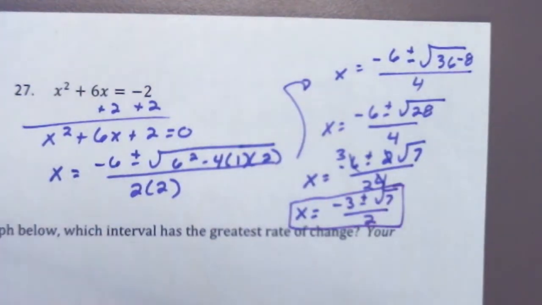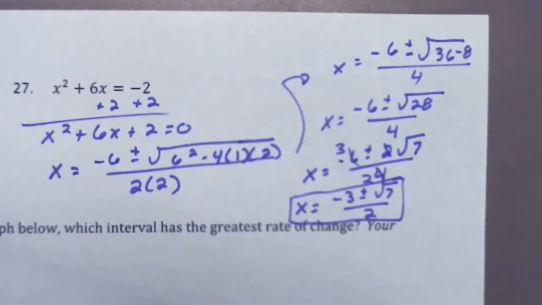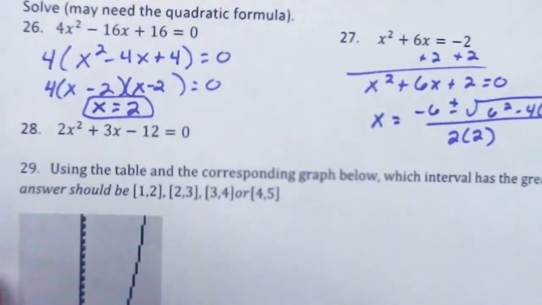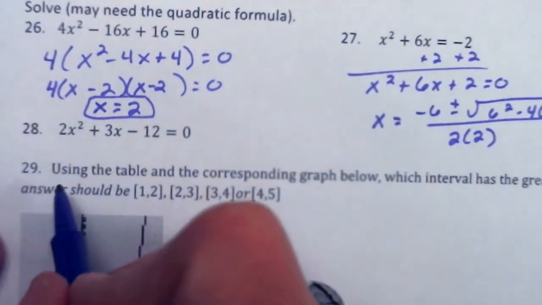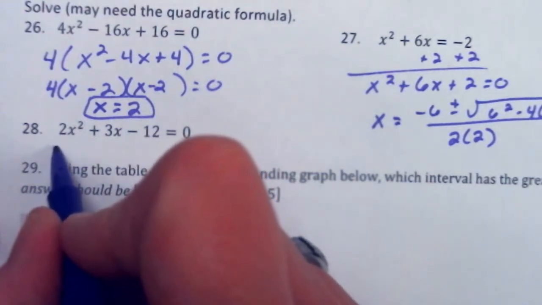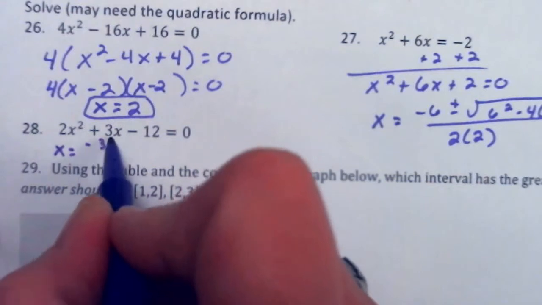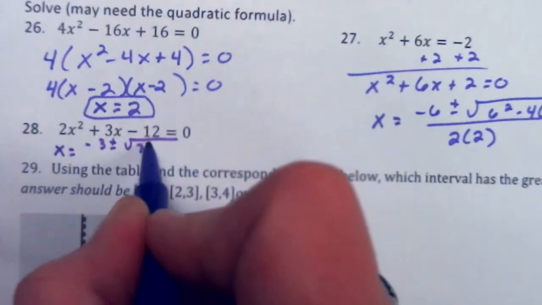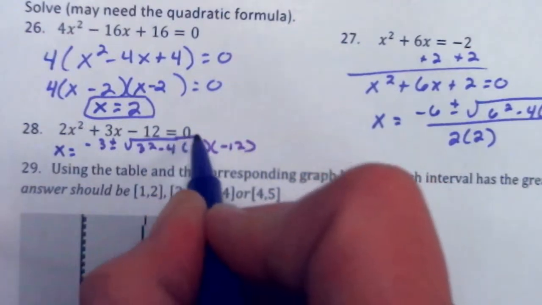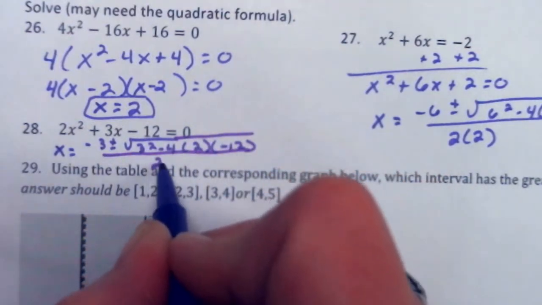Okay. All right. And then 28. For number 28, there aren't any common factors. If you try factoring, it's not going to work. So use the quadratic formula for that also. x equals negative 3 plus or minus the square root of 3 squared minus 4 times 2 times negative 12, all over 2 times 2.